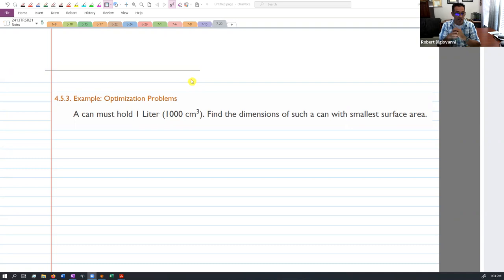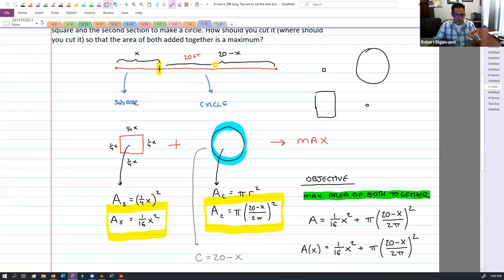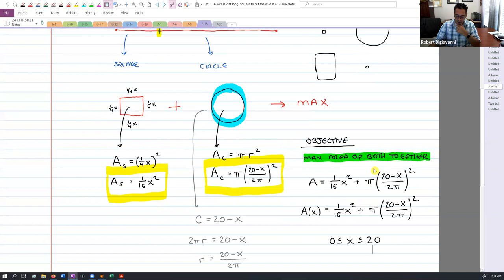So I can't say you're always going to have one. In fact, see the wire problem that we did where we cut the wire. When we did this, we came up with a formula for the area of the square and then the area of the circle. And both of those had X in them. Because they both had X, when we came up with the objective, which was the total area of both, we never had to solve. We didn't have two variables in there. We just had X. So there was no constraint. Does that make sense, Cody?